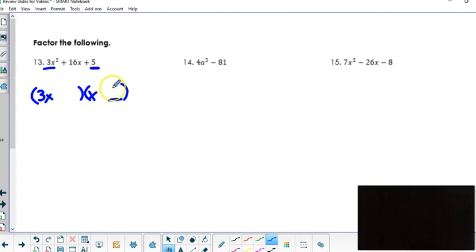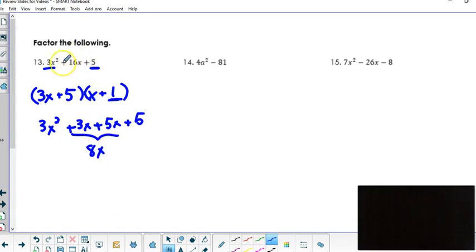Now, I'm going to try one first. This is not the right answer. If I put a 1 here and a 5 here, since everything is positive, I'm going to have positive and positive, and then I test this out to see if this is right. When I multiply this, I'm going to get 3x squared, and my outer terms give me 3x, and my inner terms give me 5x, and my last terms give me 1. When I add these up, here I get an 8x, which is not what I need. So that means this factoring is not correct.